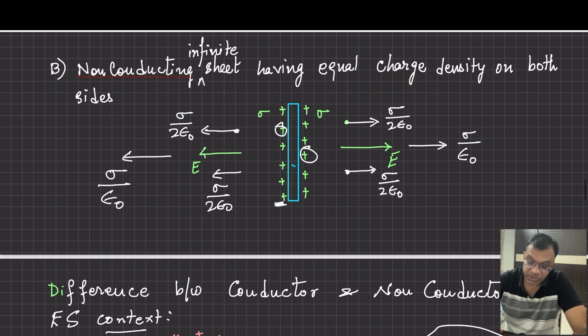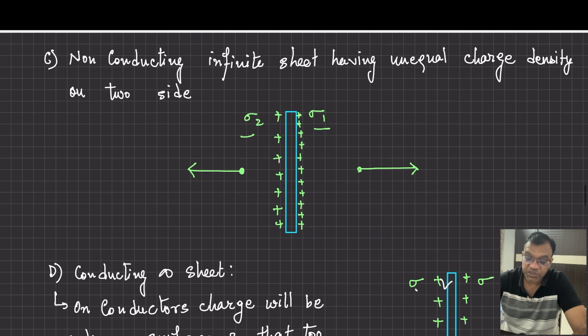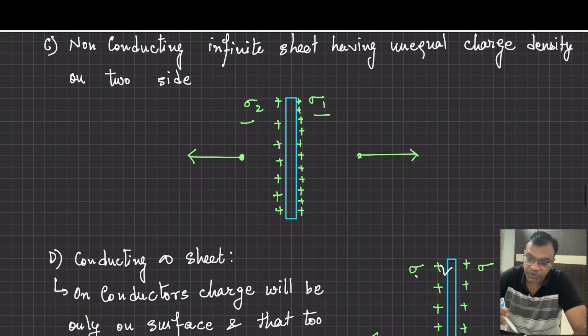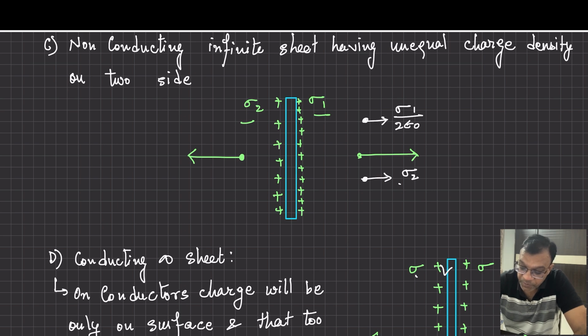Now consider the next case where the charge density is unequal, different on both the surfaces, but both are positive, sigma 1 also positive, sigma 2 also positive. Again here the principle of superposition will be used. Due to the charge on the right face, it will be sigma 1 upon 2 epsilon naught, and due to the charge on the left face, electric field at the given point will be sigma 2 upon 2 epsilon naught.